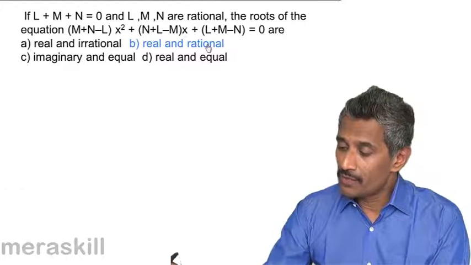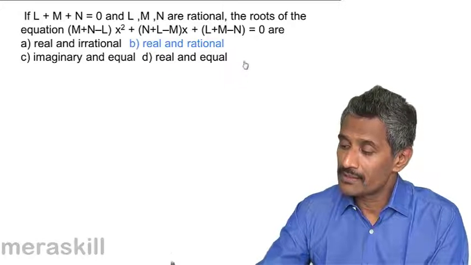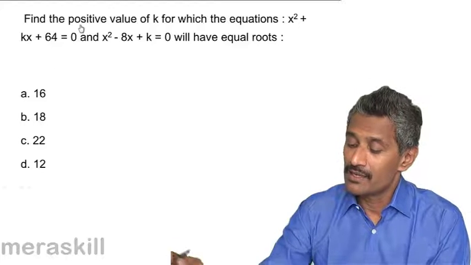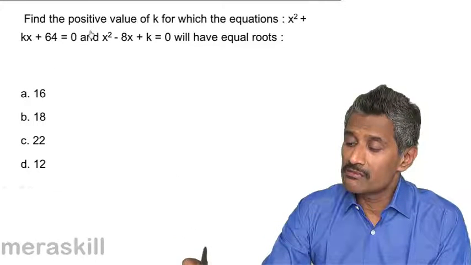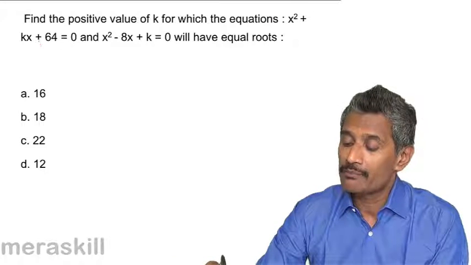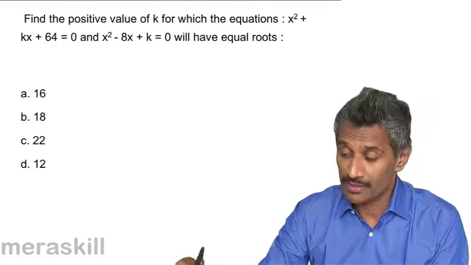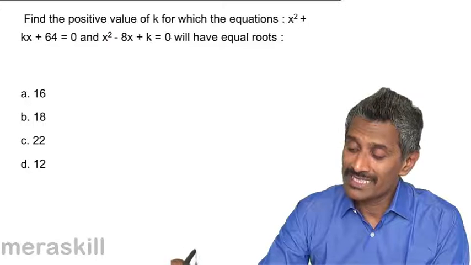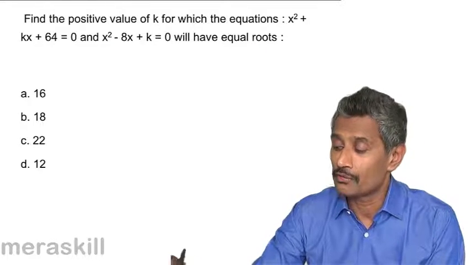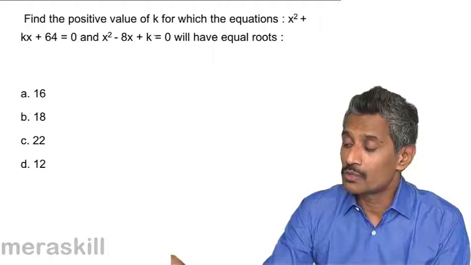Okay, where do we go from here? The next one that we have here is this. Find the positive value of k for which the equations x squared plus kx plus 64 is 0 and x squared minus 8x plus k is 0 will have equal roots. That means you have to find the common value of k for which the roots will be equal.